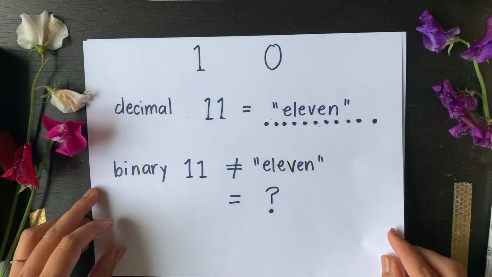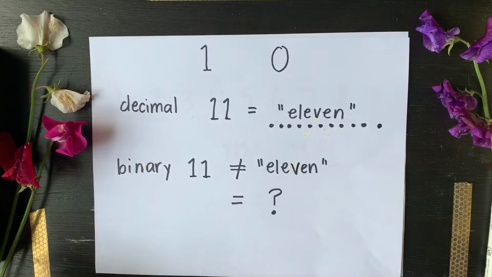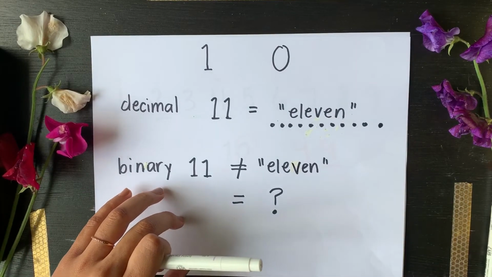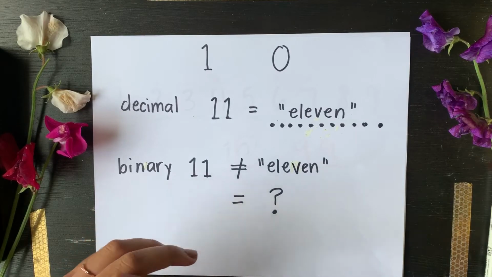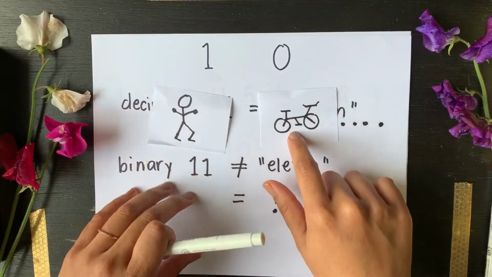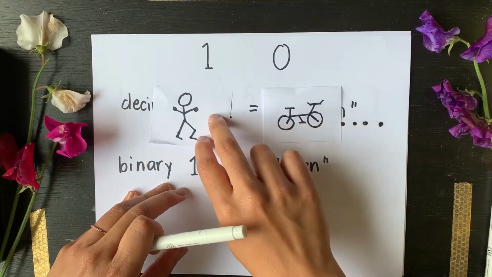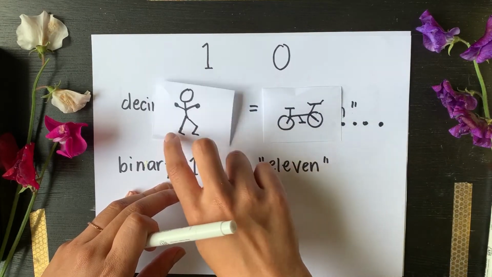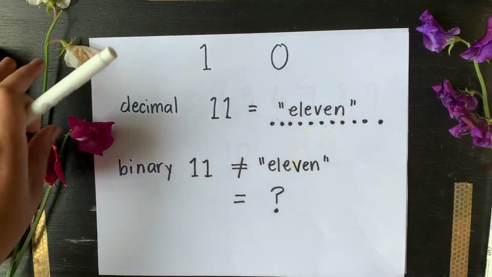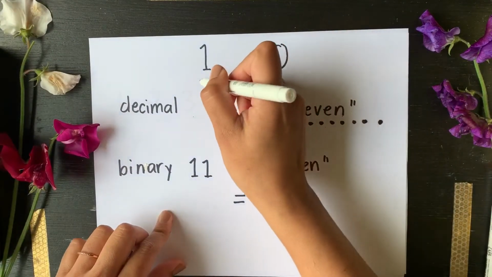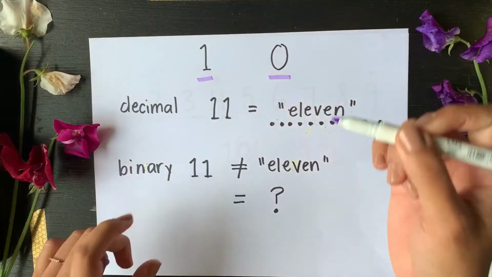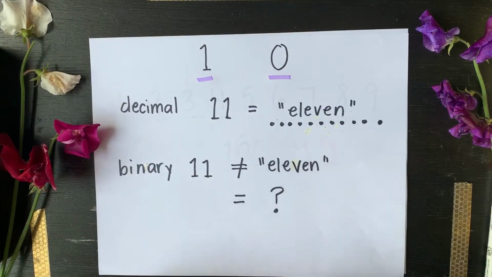In the binary system, there are really only 2 symbols we use, and that's actually why it's called the binary system, because bi means 2, just like a bicycle has 2 wheels, or if you're bipedal, you walk on 2 legs. A binary system only uses the symbol 1 or 0 to represent all the amounts.